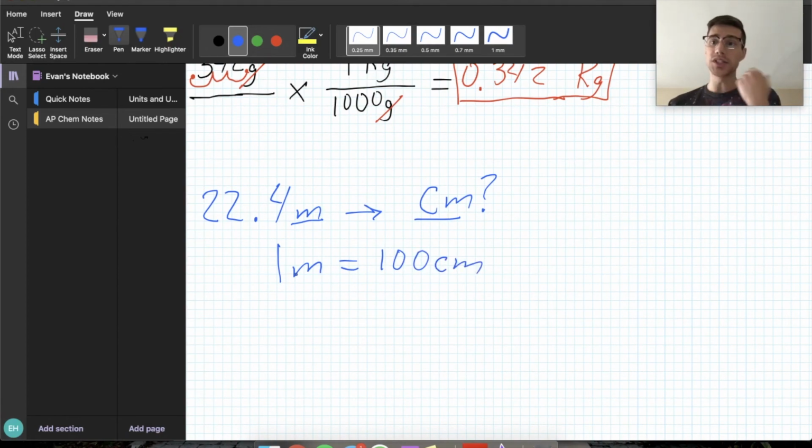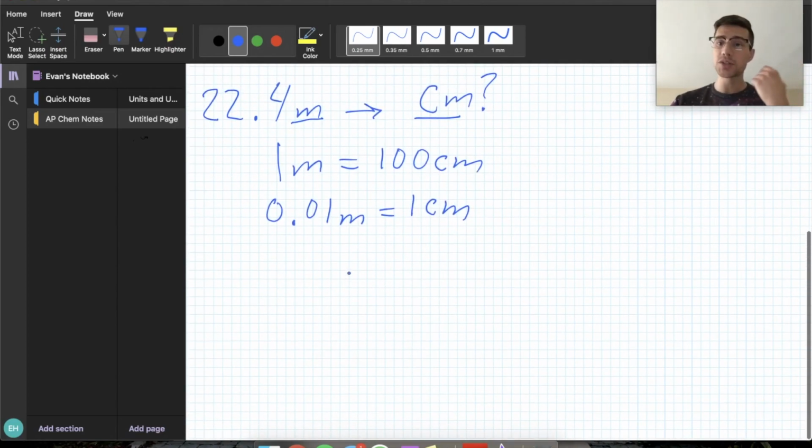Now, if you want to use the decimals, you can. I prefer not to, but it would be the same as saying 0.01 meters equals 1 centimeter, right? So if you move these decimal places over for both of them, we'd still have the same equivalence. I like to use whole numbers, but if you want to use the decimal points, go for it.